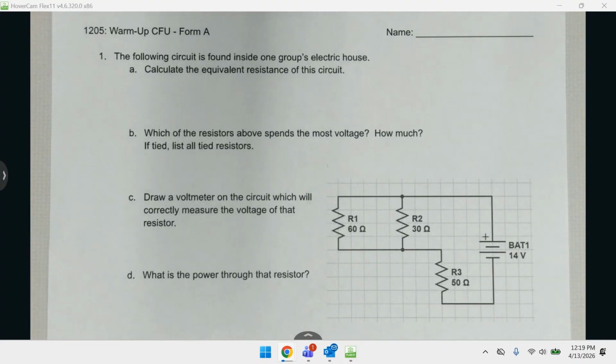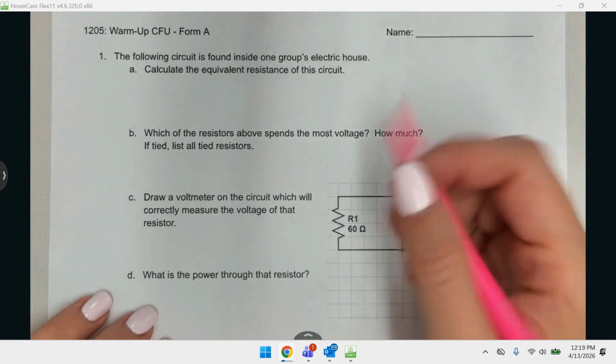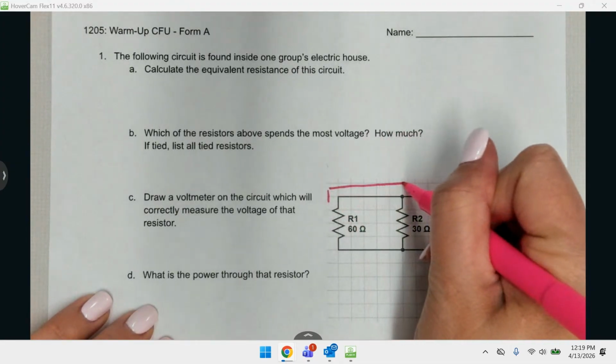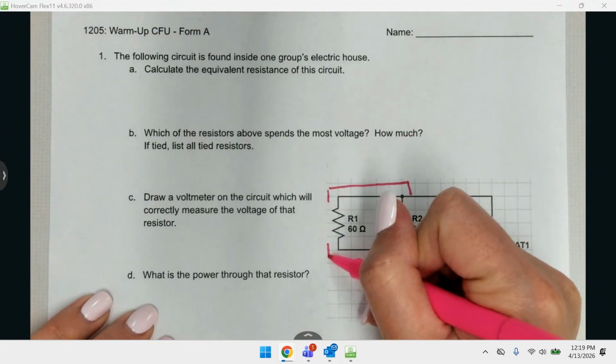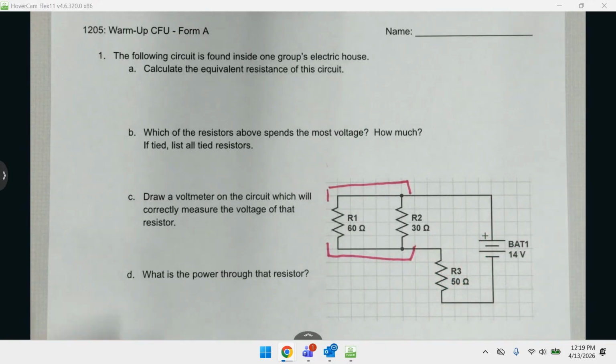When you're trying to find equivalent resistance for a combination circuit, you need to figure out the equivalent resistance for this parallel section, because this entire parallel section is in series with this. And so we're going to start with that parallel section, figure out what that is equivalent to, and then we'll be able to add it in series with our 50 ohm resistor.